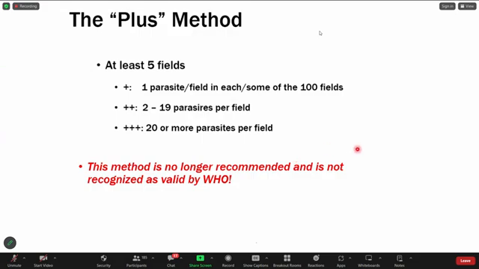But WHO doesn't recommend the plus system, but we use it since it is what is understood by most of our clinicians, but it's not a WHO recommended method. So we need to hold CMEs with our clinicians. If we are doing clinical work, then take them through the parasite density method.